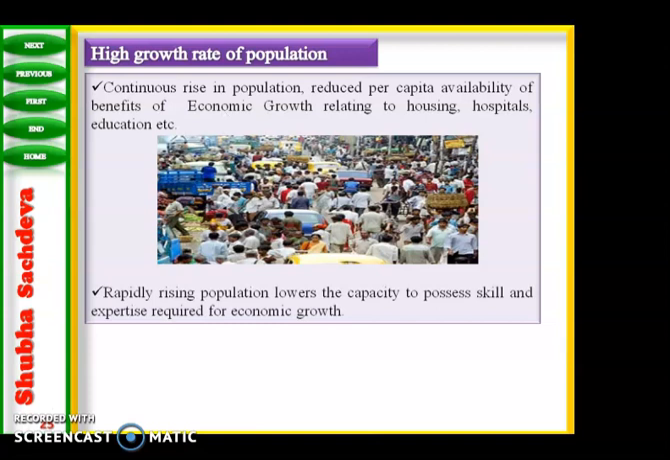And then a rapidly rising population lowers the capacity. Which capacity? To possess skills and expertise required for economic growth. Now there are so many people, how many will get skills, how many will study, how many will come with expertise? Due to this rapid increase in population, we are unable to give complete skills to the persons for economic growth. So this is the major problem we face for human capital formation.